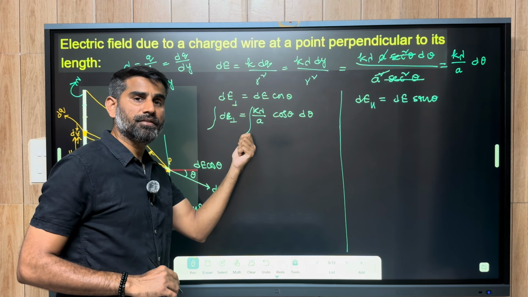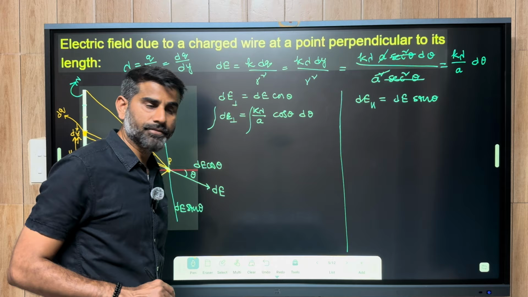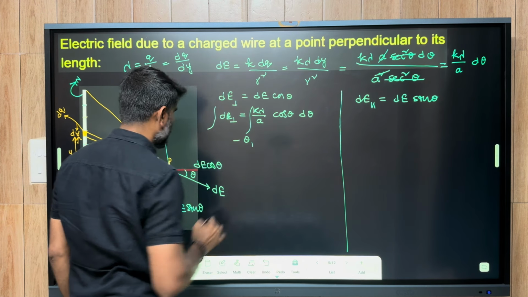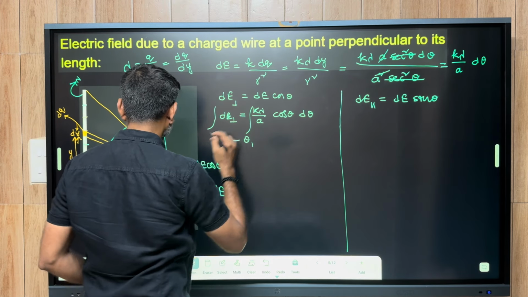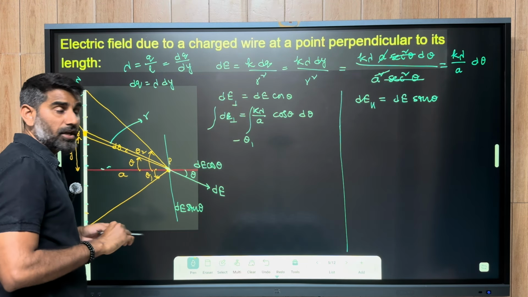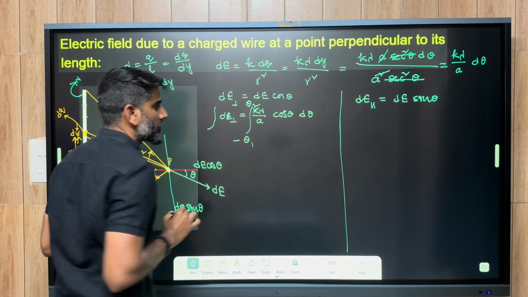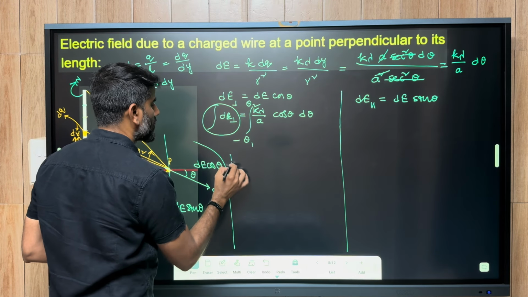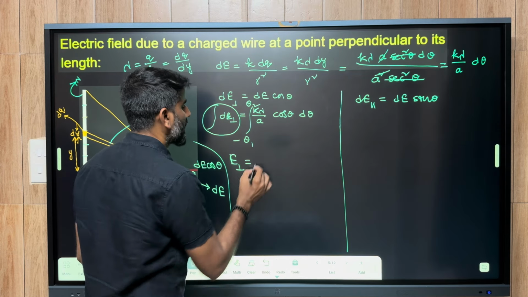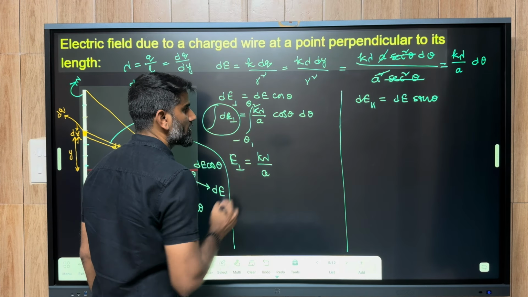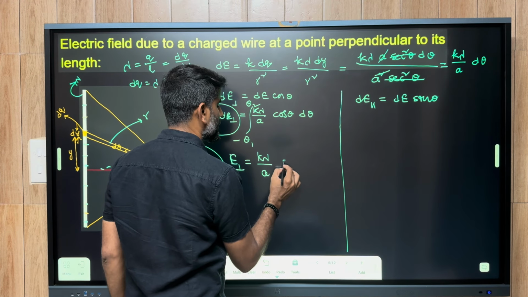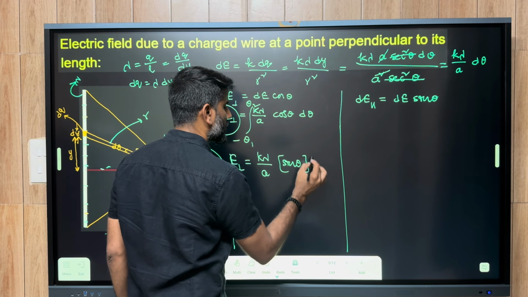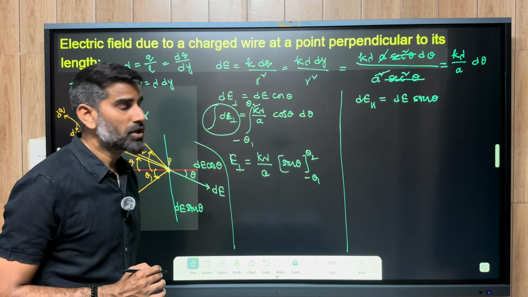This integration goes with the limits of angles, right? Now this angle is nothing but, when you go below it is negative, minus theta 1, and when you go above from the vertical line, that is theta 2, right? And this entire thing goes like the perpendicular component, E perpendicular, is equal to k lambda by a, where k, lambda and a are constants. The integration of cos theta is sin theta, with the limits minus theta 1 to theta 2.